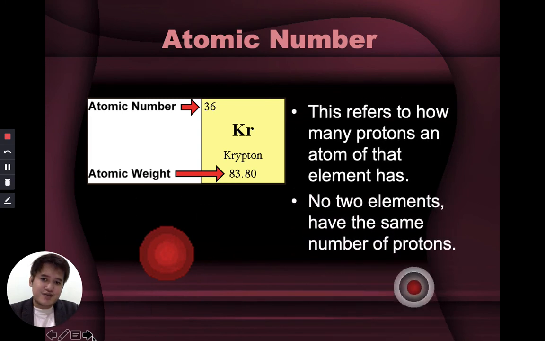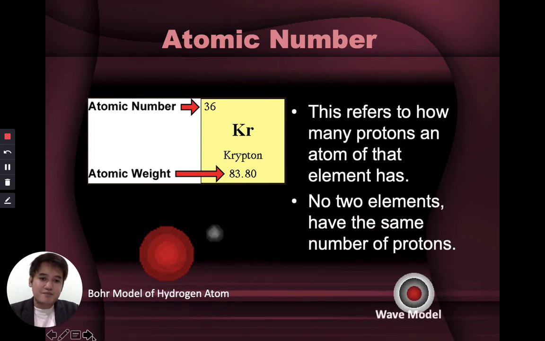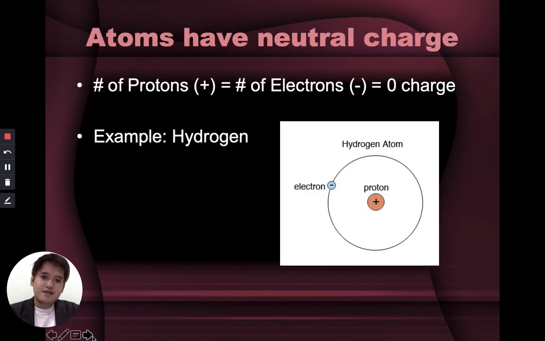So atomic number refers to how many protons an atom of that element has. No two elements have the same number of protons. Again, this is just like an atom's ID. Usually atoms have a neutral charge.